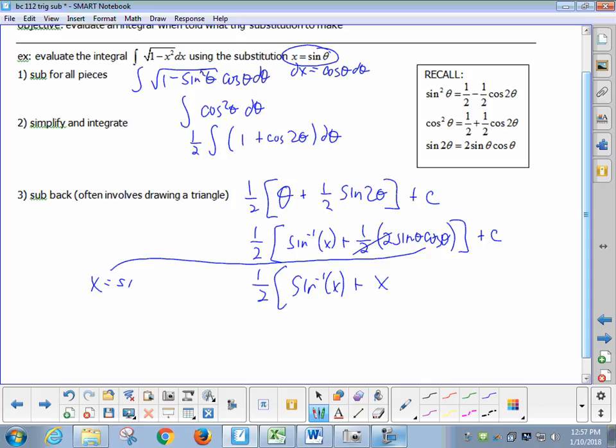Now, cosine of theta might draw on a skill we did back on the inverse trig. Based on this relationship, I could draw a right triangle. The angle is theta, and because sine is opposite over hypotenuse, the opposite side is x and the hypotenuse is 1, which by the Pythagorean theorem means the adjacent side has to be the square root of 1 minus x squared. Now that picture allows me to make my substitution for cosine. Cosine, adjacent over hypotenuse, is root 1 minus x squared over 1.